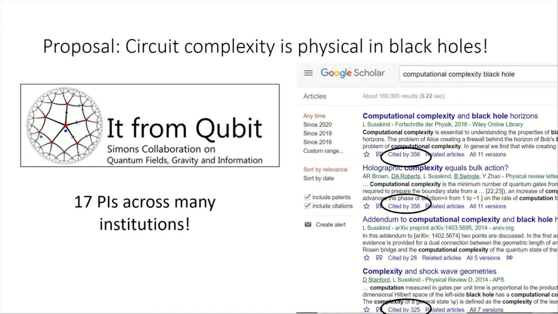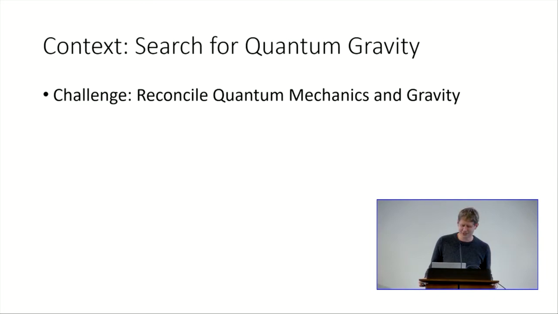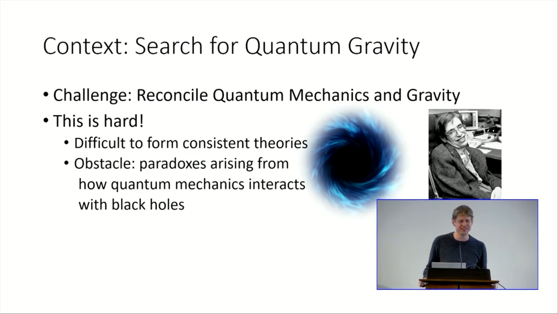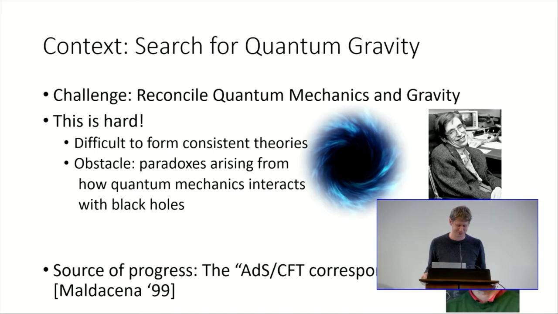Well, the origin of this interest in circuit complexity comes from the search for a theory of quantum gravity. One of the major open challenges in theoretical physics has been to create a theory that unifies quantum mechanics and gravity. This is extremely difficult, both because it's difficult to construct consistent theories that capture both quantum mechanics and gravity, and also because there are a number of obstacles to the creation of such a theory. Namely, these arise from certain paradoxes that arise when you consider what happens to quantum information in the presence of black holes. You might have heard of the black hole information paradox of Hawking. This is one of the first incidences of this.